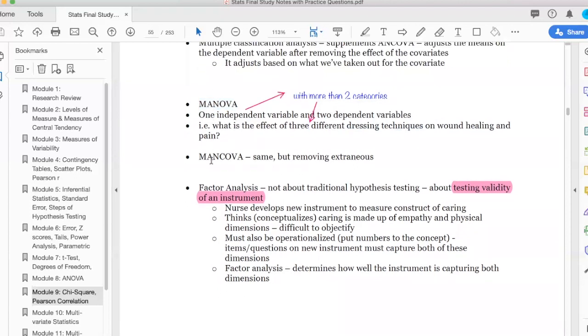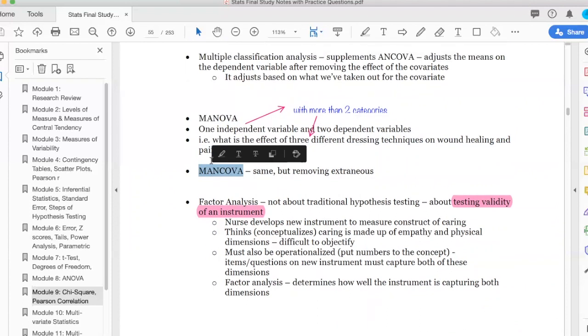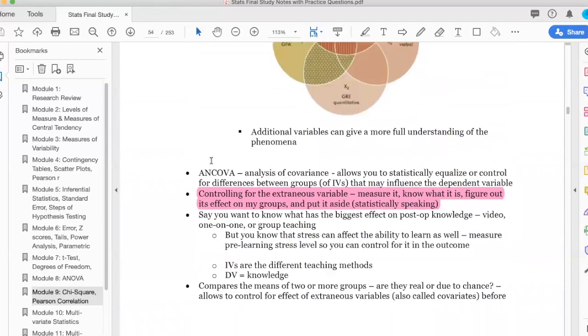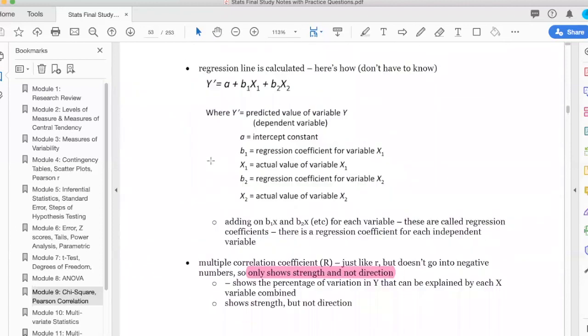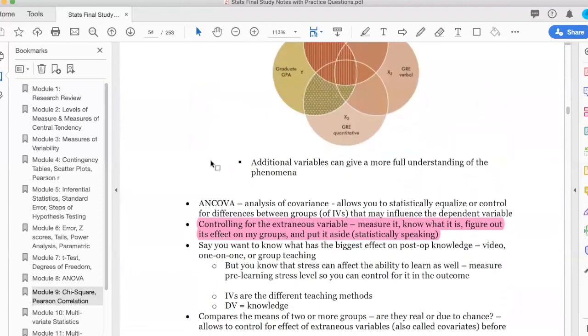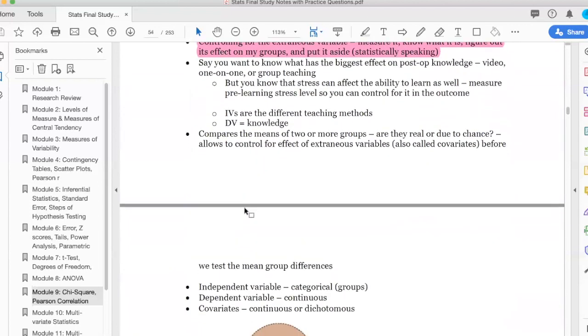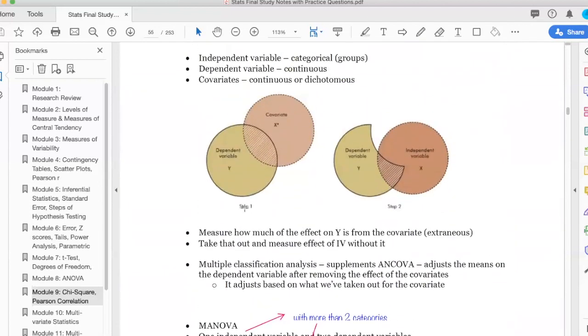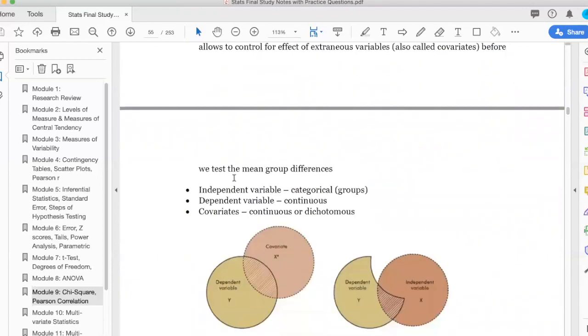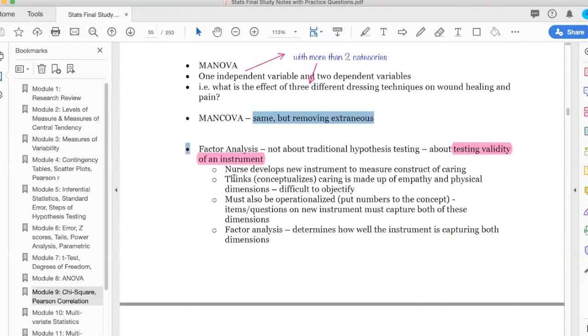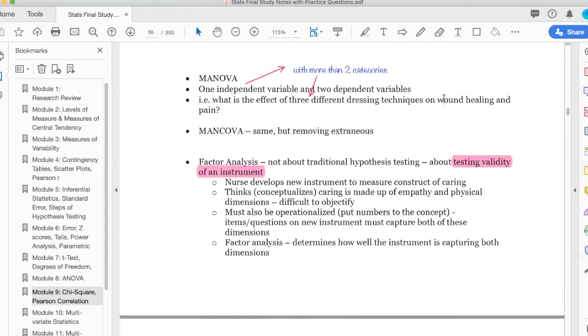Okay, and then the MANCOVA is the same story as ANCOVA. And what was the first one called? Your analysis of variance. Yeah, so same as your ANOVA and your ANCOVA, right? You have your MANOVA and MANCOVA. The MANCOVA is going to take out the extraneous variables, just like we did up here for an ANCOVA. We do the same thing here for the MANCOVA, the only difference is we have 2 dependent variables now instead of 1, okay?